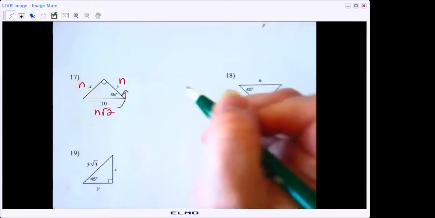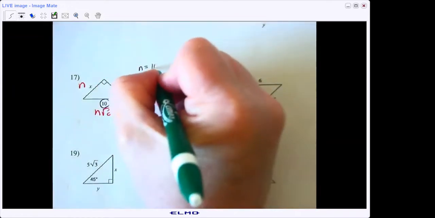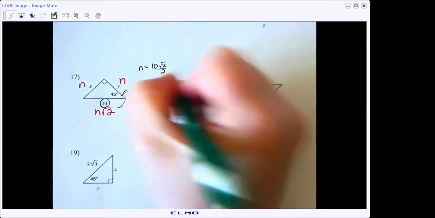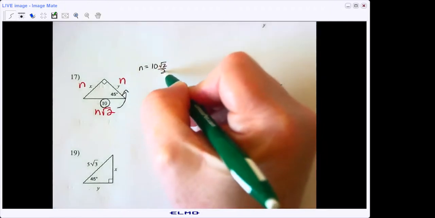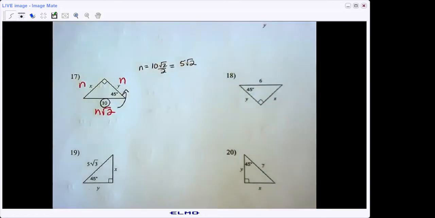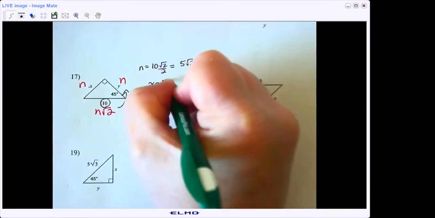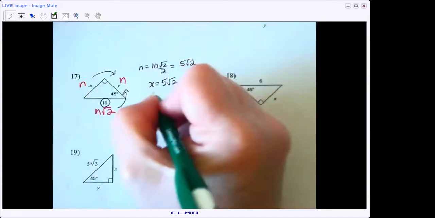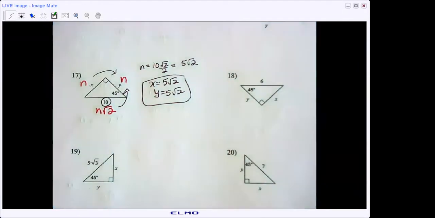Okay, so to find n, we're going to take this number and put a root 2 over 2 next to it and simplify if possible. And because 10 divided by 2 is a nice number, we have 5√2. That's it. Okay. So we know that x, which is my n, is 5√2. And these are the same. So y is 5√2. So there's a tiny bit of math to do in that we had to put the root 2 over 2 and simplify. Done.